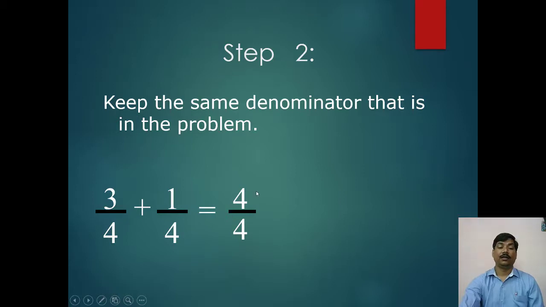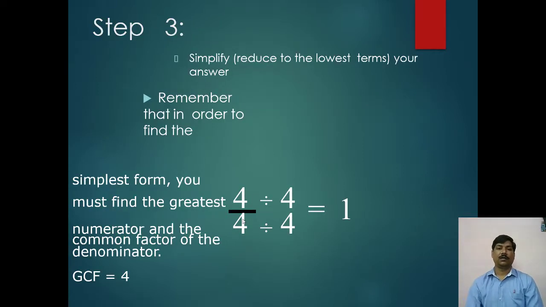Now you have to reduce this fraction. You have to write your answer in the simplest form. If it is in simplest form, then leave it. If the result is not in simplest form, then you have to simplify it. Here it is not in the simplest form, so we follow the next step: simplify or reduce your answer to the lowest terms.